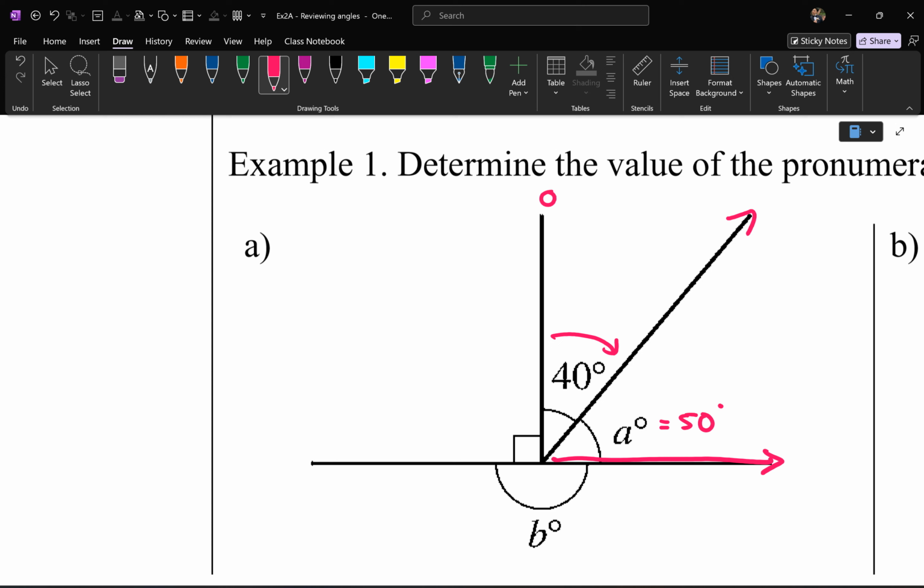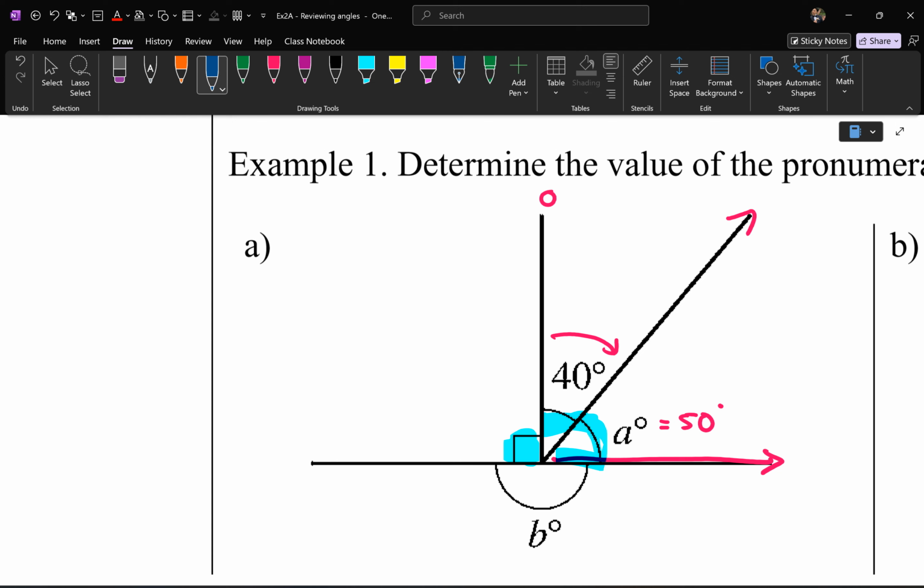A must be 50 degrees. Why? Can I please have Tom? Because as you can see, it's a right angle between 40 and A. Oh, yes. And 90 minus 40 equals 50. Very good.